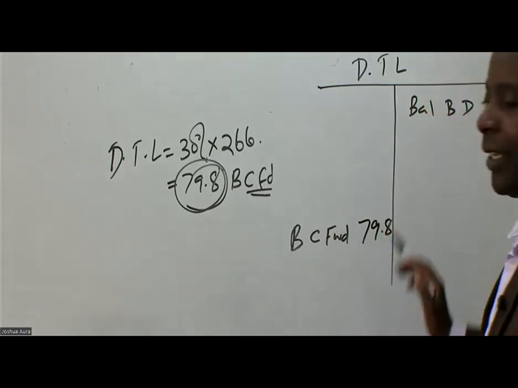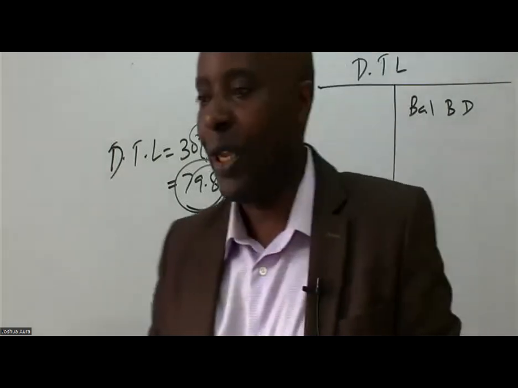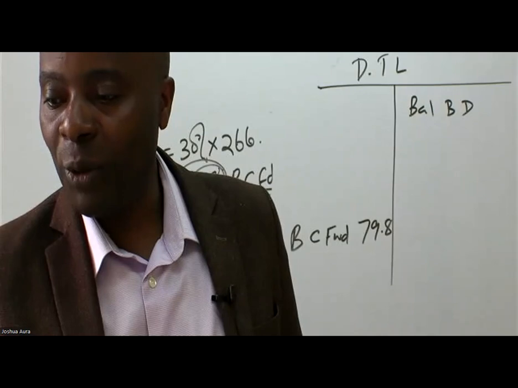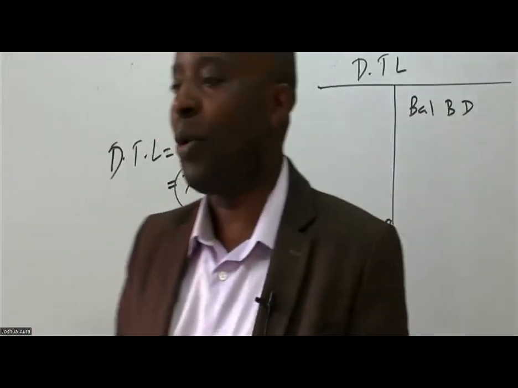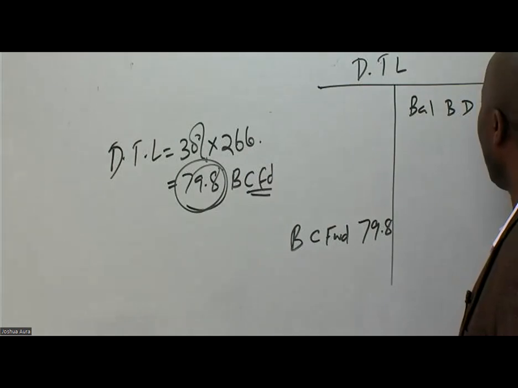79.8 like that. Right. And then remember that at the beginning of the year, we had some tax being brought forward. We are told here Lamy Limited had a deferred tax liability as at 1st May 2011 of shillings 100 million. So this is what was brought forward at the beginning of the year. So deferred tax liability brought forward is 100 like that.